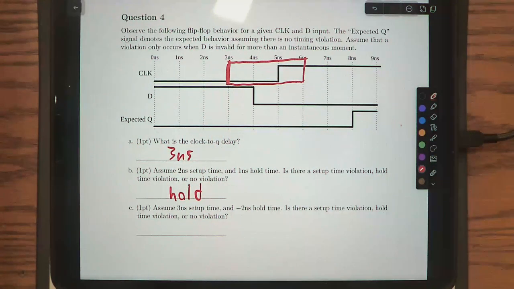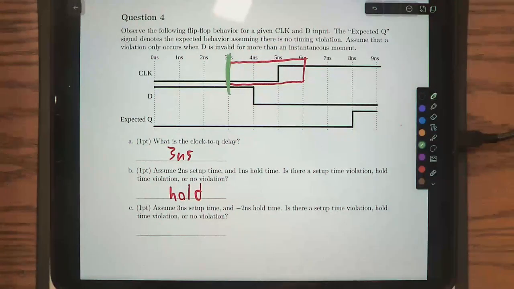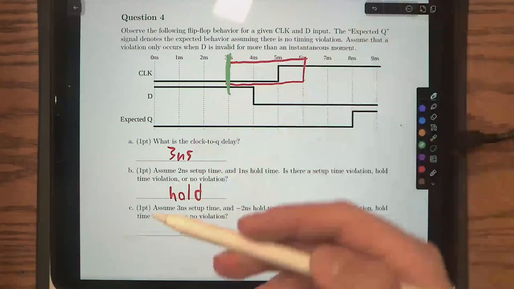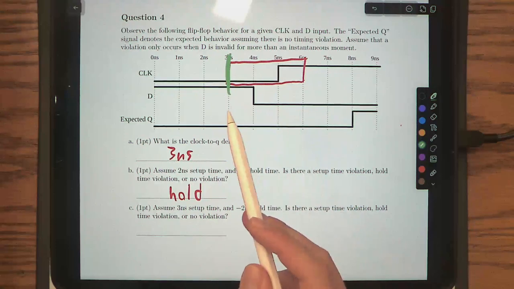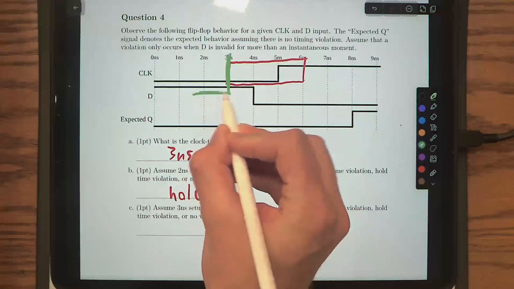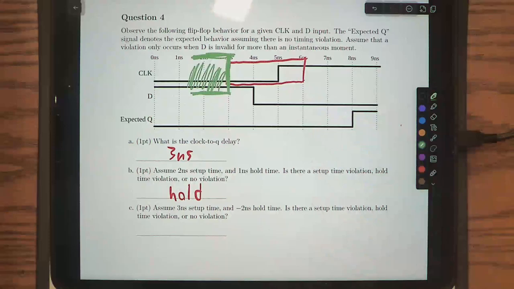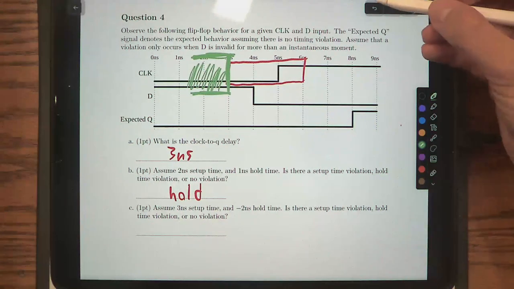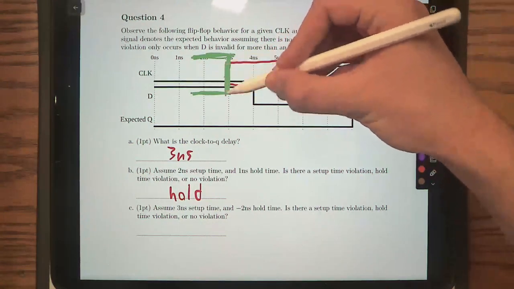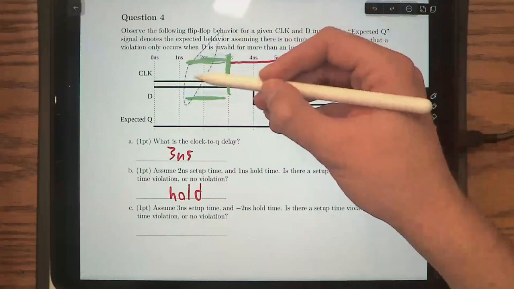Setup time is almost always that instantaneous moment. It doesn't span 2 nanoseconds. Setup time is always this instantaneous moment. That is the definition of setup time. It is the instantaneous moment before, where it wasn't charged to the correct value. If anything, you could think of it as this region before: was the value correct in this region? But really all you care about is just this one single part. Cool. Okay, good.